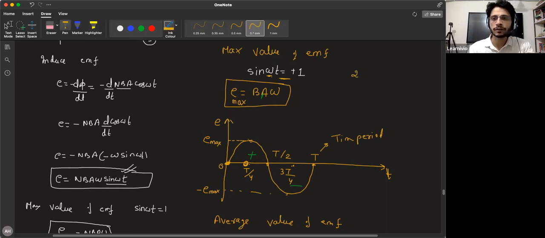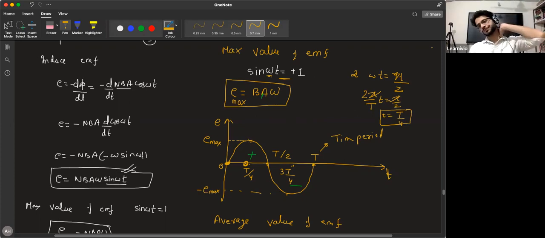Omega t is 90, no? Or you can say that omega t is pi by 2. You can write your omega as 2 pi by capital T and then small t, which is equal to pi by 2. So your t becomes T by 4. So after T by 4 time, your EMF is maximum.